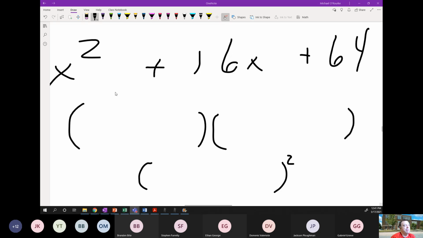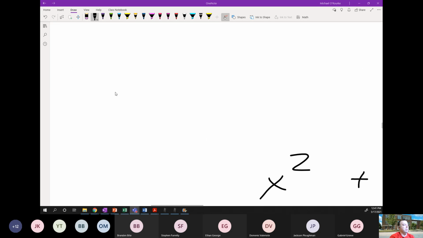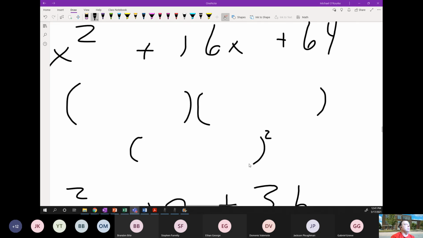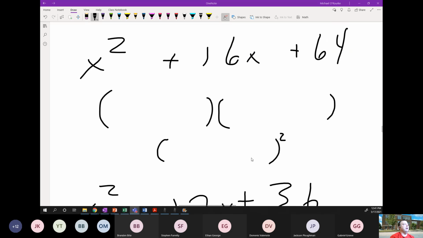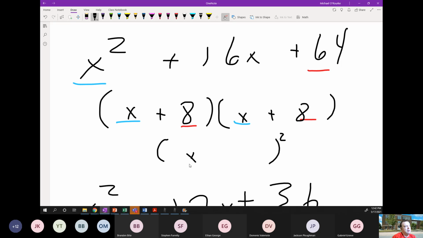All right. So what numbers am I going to put in here? I was factoring this one. What's my numbers going to be? 8 and 8. Good. So x plus 8 and x plus 8, also as x plus 8 squared. So these are perfect squares.